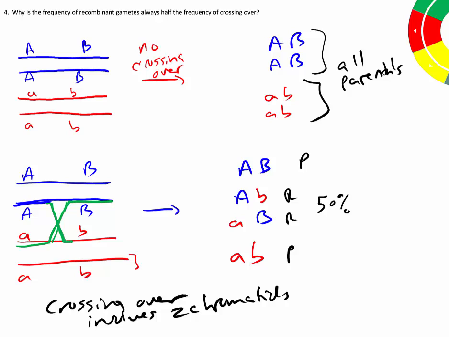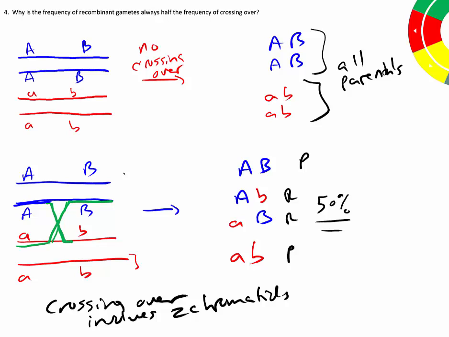Now that's a little different than the 50-50 we were talking about before. The point here is that in an individual crossing over event, even when we're generating recombinants, we also get some parentals. So even if you have genes that are super far apart, so that crossing over occurs 100% of the time, the most recombinants that you can get out of that cross is 50%. And so that's why the frequency of recombinant gametes is always half the frequency of crossing over.